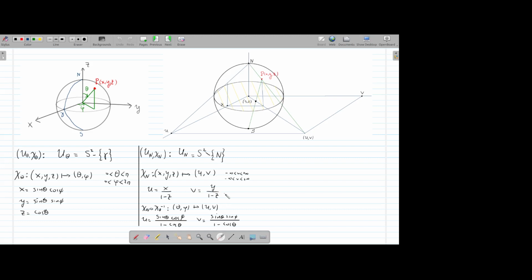We can see that this chart is compatible with the ones that we have presented before by considering the coordinate transformation from the theta phi coordinate system to the UV coordinate system. And this is given by those relations here, which are nice and differentiable.